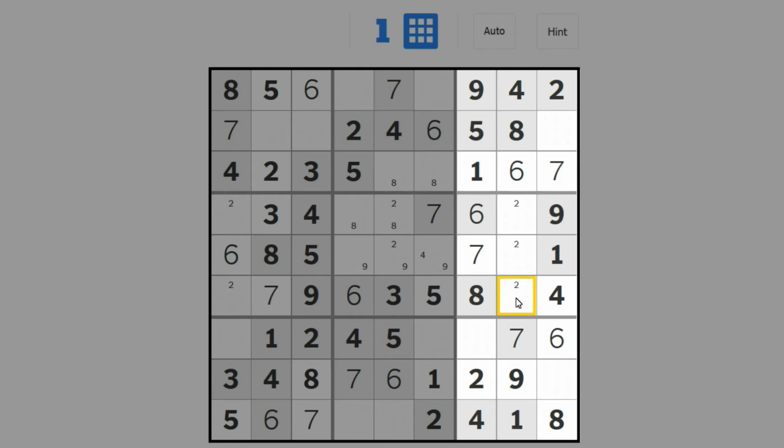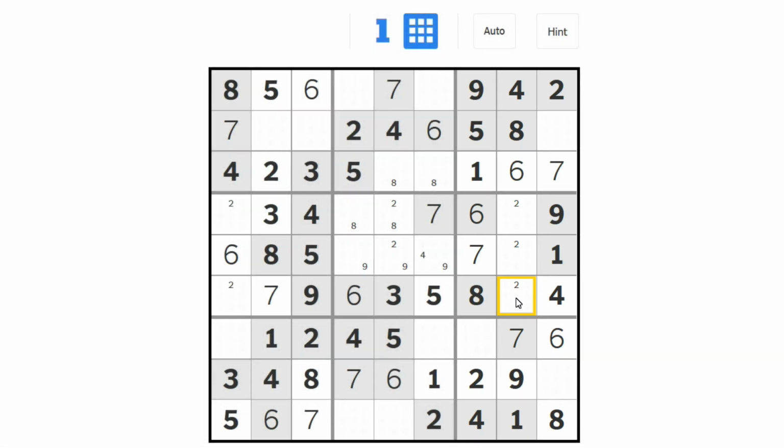Okay, so now what we've done, remember this is a beginner strategy, what we've done is we've scanned all of the horizontal blocks called ranks, and we've scanned all of the vertical blocks called stacks. Now what we should do, if we're working methodically, is look and see if any row or any column or any block has just one cell left. So let's start with the blocks.